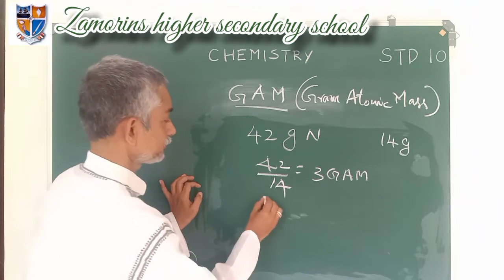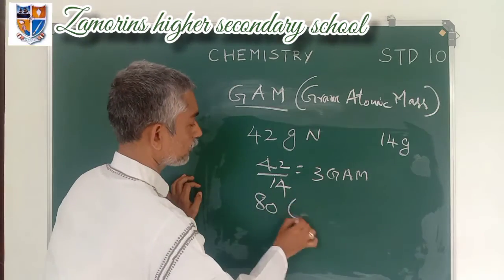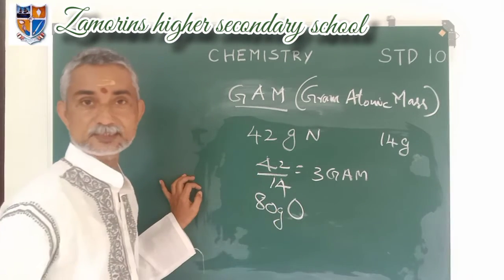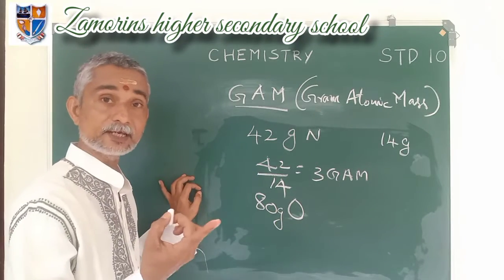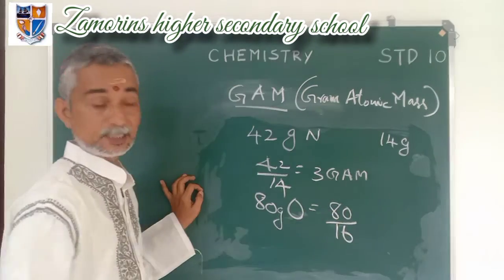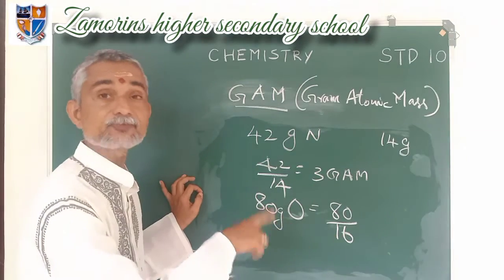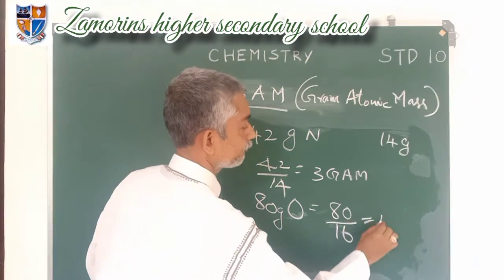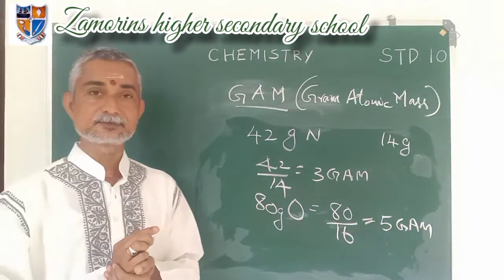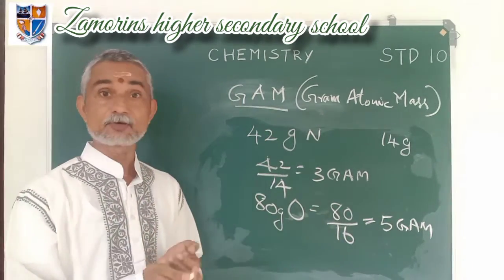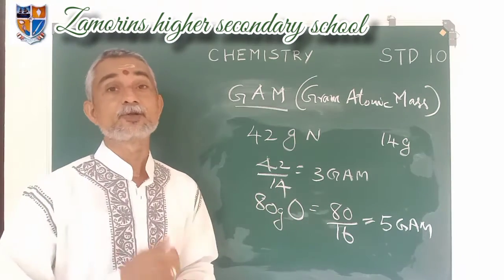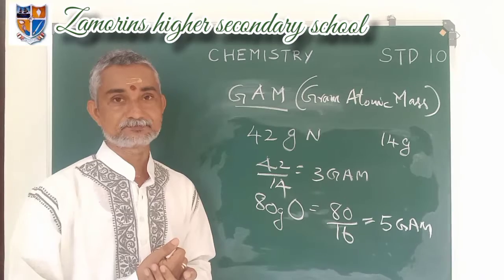In the case of 80 grams of oxygen, how many GAM? 80 divided by 16. This 16 is the atomic weight of oxygen. That is equal to 5 GAM. In this manner, we can calculate the GAM of the given atom. This type of small question you can expect in the exam.